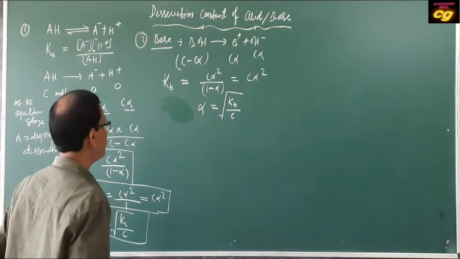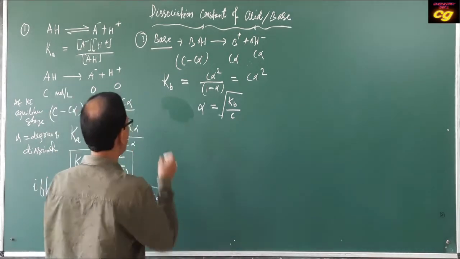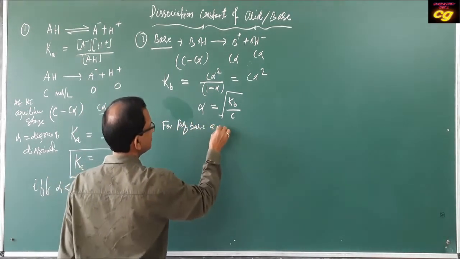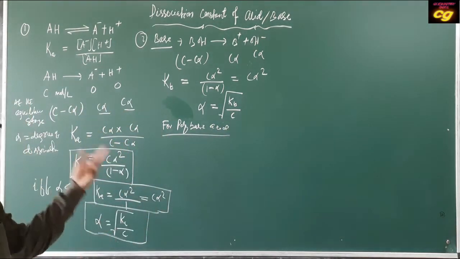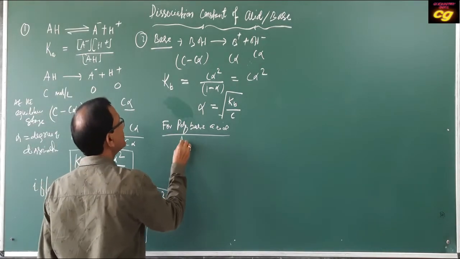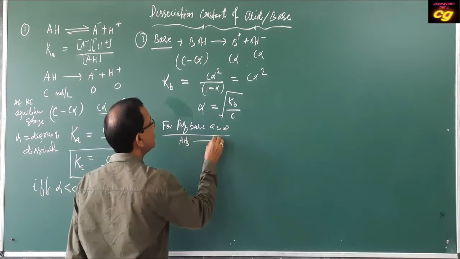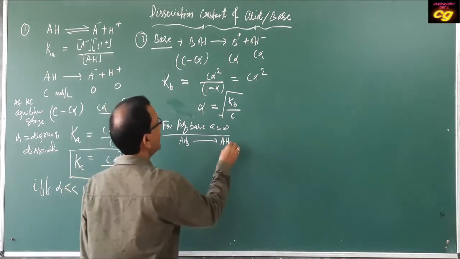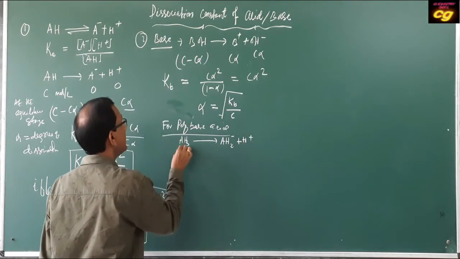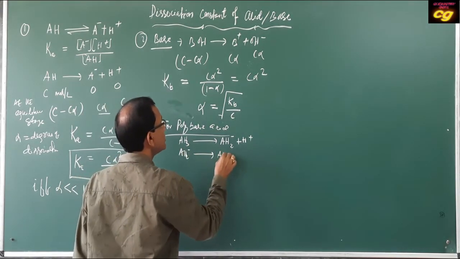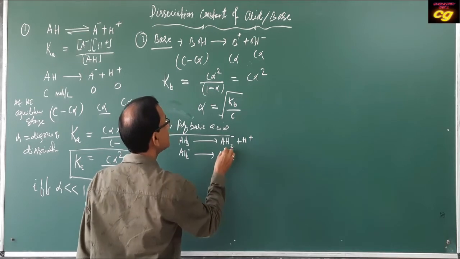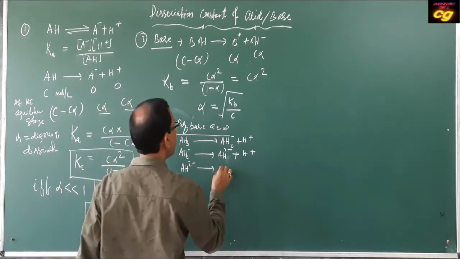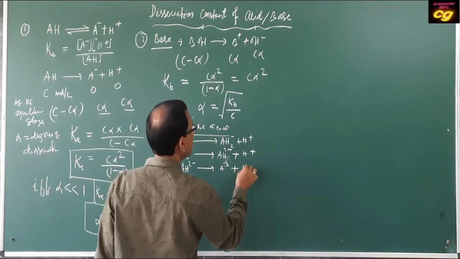Okay. The important thing is, if we have a polybasic acid, polybasic acid means more than one H plus ion. Let one example be AH3, a tribasic acid. It will produce AH2 minus and H plus in the first step. Then second, again AH2 minus releases another H plus, giving AH 2 minus, and again AH 2 minus releases another H plus and becomes A3 minus.